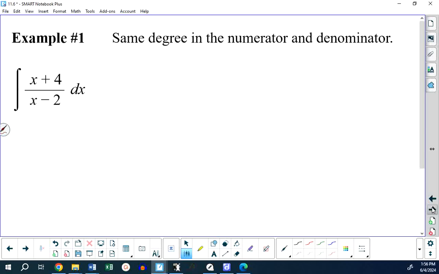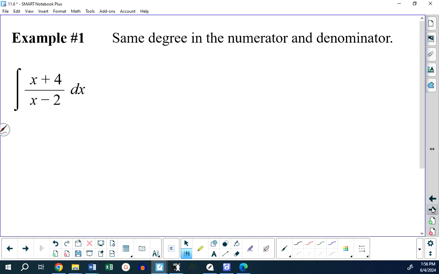But the difference today is the numerator degree is no longer less than the denominator degree. In the first example, they're the same degree in the numerator and denominator. And in the second example, it's going to be a higher degree in the numerator than the denominator. And in either case, you have to do something first.